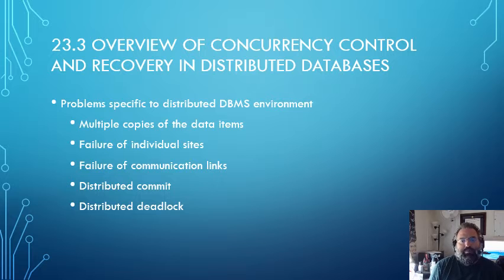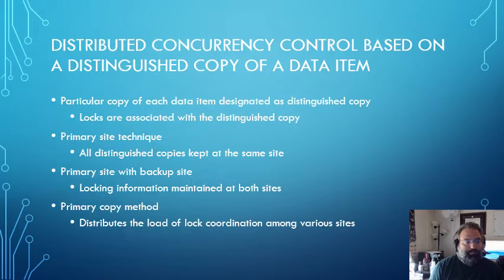Section 23.3 talks about an overview of concurrency control and recovery in distributed databases. Problems specific to distributed database management systems include multiple copies of data items, failure of individual sites, failure of communication links, distributed commits, and distributed deadlock.